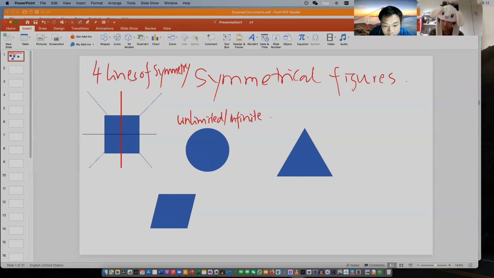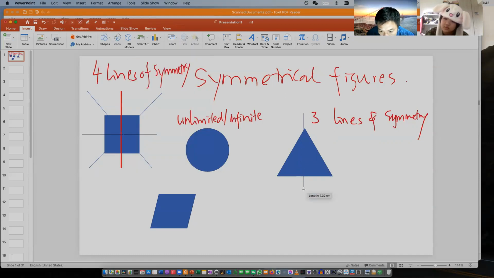Infinite lines of symmetry. Okay. Then for this triangle, let's assume this is an equilateral triangle. So for an equilateral triangle, I think you have 3 lines of symmetry. All right. And then for this, I call this a parallelogram. 3 lines, or more than 3? Am I right? 3 lines? Let's draw it.